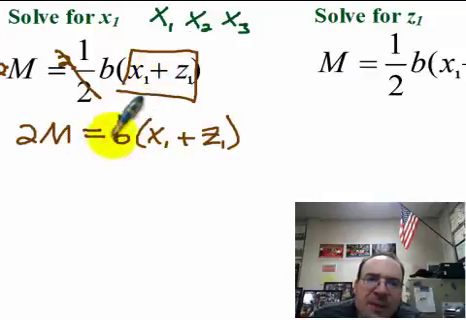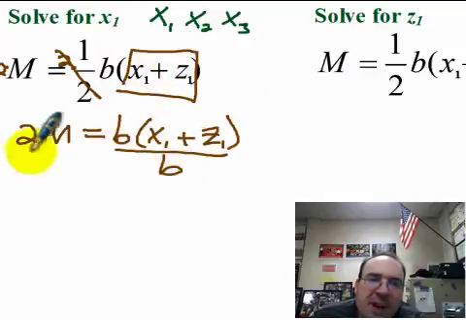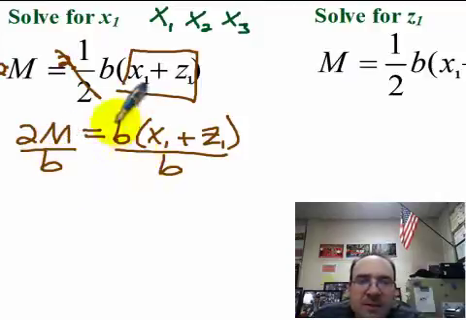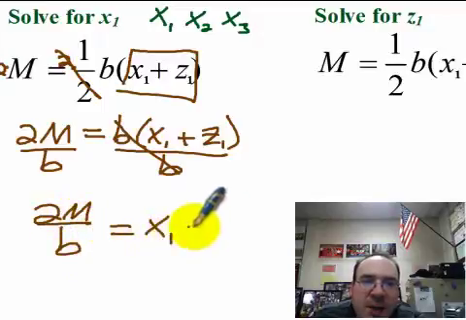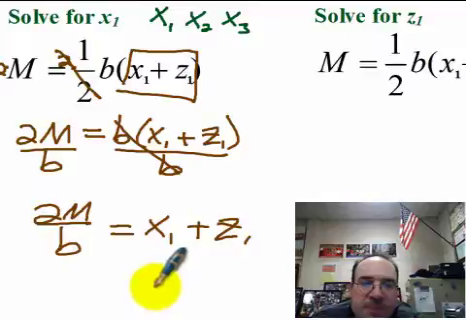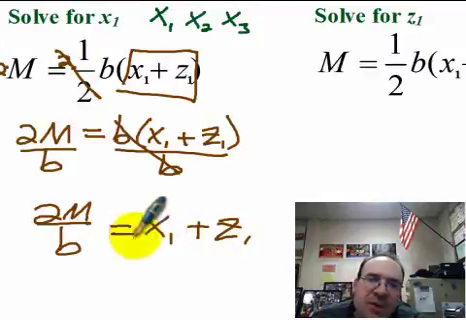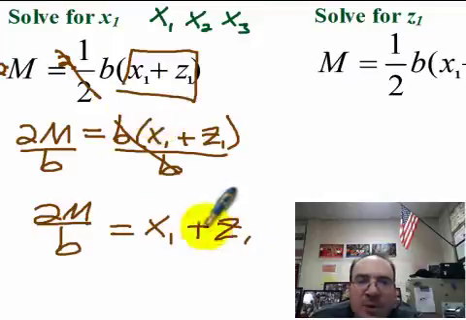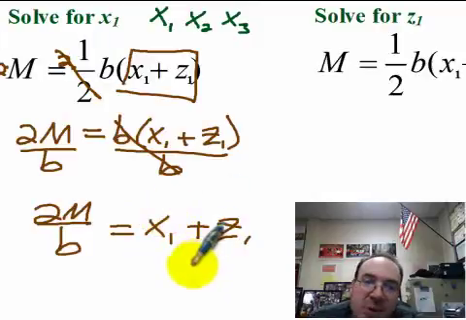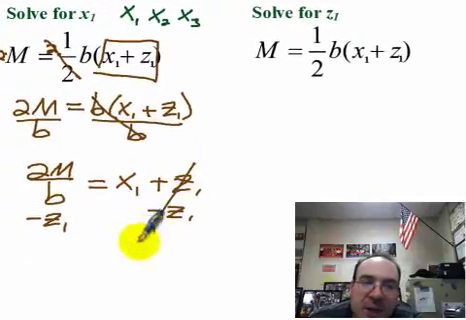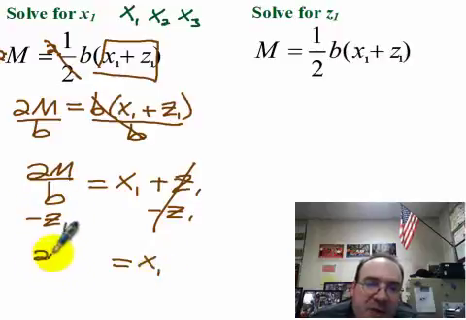And then I still need to get rid of this b so that I don't need parentheses anymore, so I'm going to divide both sides by b. And I get 2m over b equals x1 plus z1. And then the last thing I want to do to get x completely by itself, and notice I don't need parentheses anymore because there's nothing being multiplied by both of these anymore, so the parentheses could go away. I'm just going to subtract z1 from both sides, and those cancel, and I get x1 by itself. And on the other side, I had 2m over b minus z1.